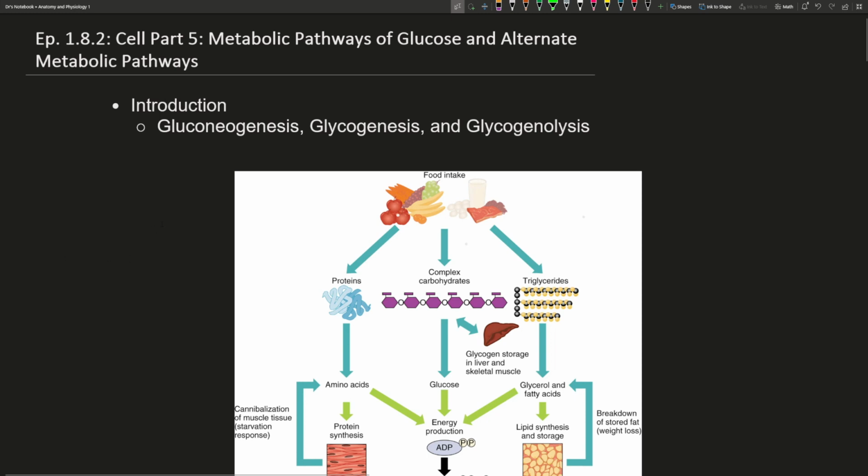So for this video, we're going to be going into the metabolic pathways of glucose and alternate metabolic pathways. The gist of this is how do we make energy in our body, and how does our body decide when to store this energy? So, if you're going for a run, you can tap into those stores so you can run for a long period of time.